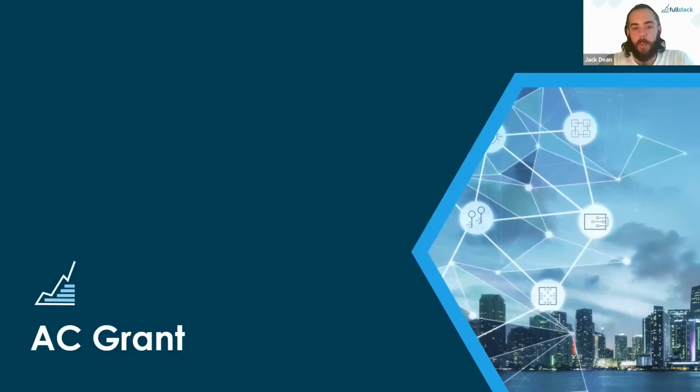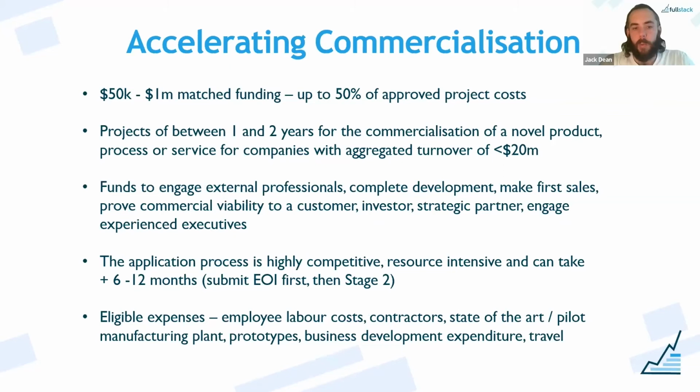The AC grant, that's the one that everyone always wants to talk about with me. It's one of the big, broad-based ones. So up to $1 million match funding, 50-50 for our commercialization project. So projects between 1 and 2 years. The process can take quite a long time. So from expression of interest through to stage 2, about 6 to 12 months potentially. But given the potential level of funding, it could be worth having a look at that.